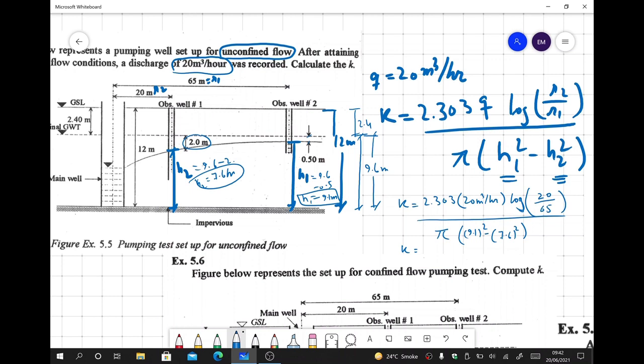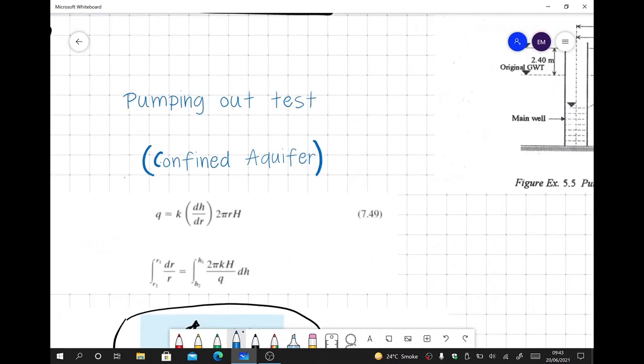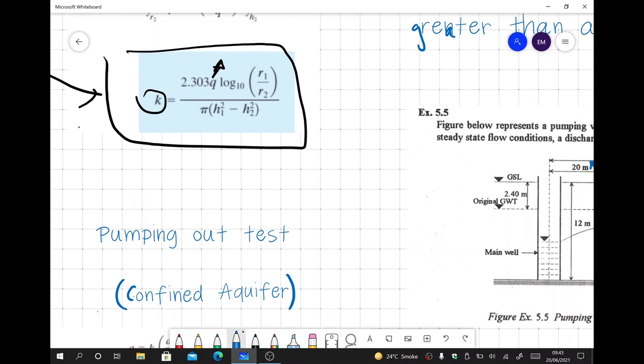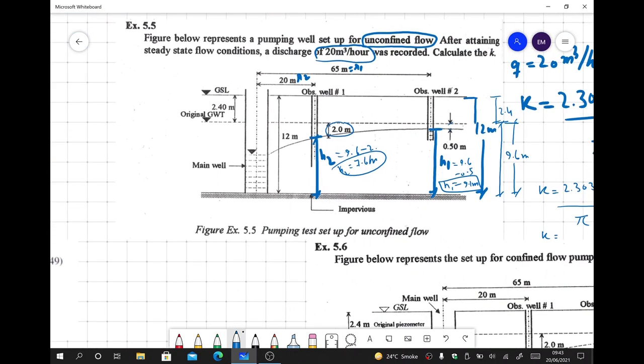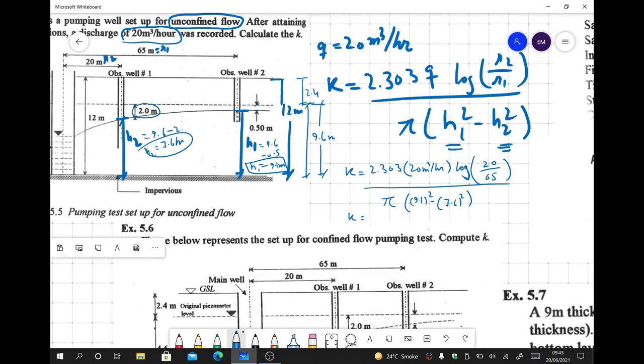So I will find out, first of all, 20 divided by 65. Let me see if I have done this correctly. Okay, just a minute. Let me go back to the numerical. Sorry, it says R1 over R2 and H1 H2. Okay, I'm right. So let's find out the values. So 20 divided by 65, and then I will find out the log of 20 divided by 65.